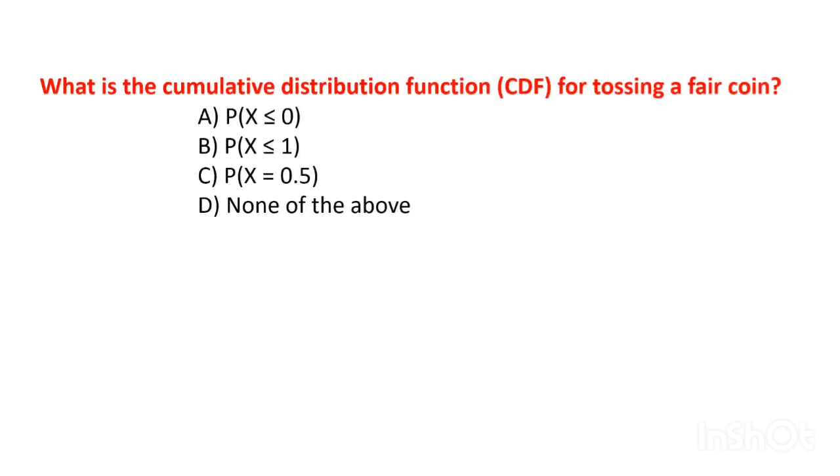What is the cumulative distribution function, CDF, for tossing a fair coin? For a discrete variable like a coin toss, the CDF gives the probability of the random variable being less than or equal to a certain value, such as the probability of X less than or equal to 1. The correct answer is option B.